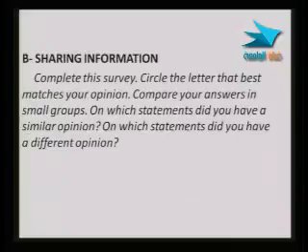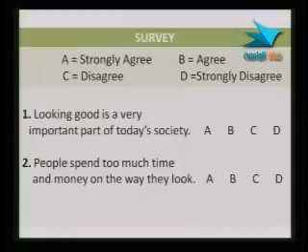Number 1, looking good is a very important part of today's society. Some people might say strongly agree and choose A. Some people might say agree and choose B, some might choose C, which is disagree, and some might choose only D, which is strongly disagree. So you just read the statement and try to answer the question based on your knowledge and your information. What do you think about the question and the answer? You can choose A, B, C, or D based on your information.